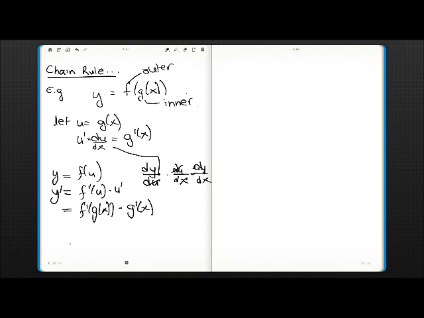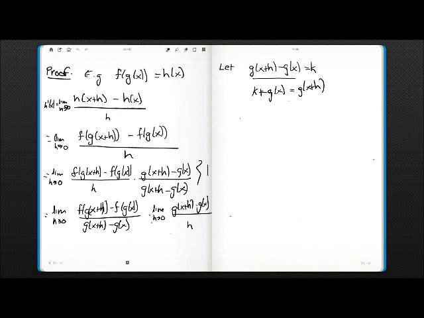It's basically the derivative of the outer function evaluated at the inner function g of x, multiplied by the derivative of the inner function. Sorry. So time for the proof.